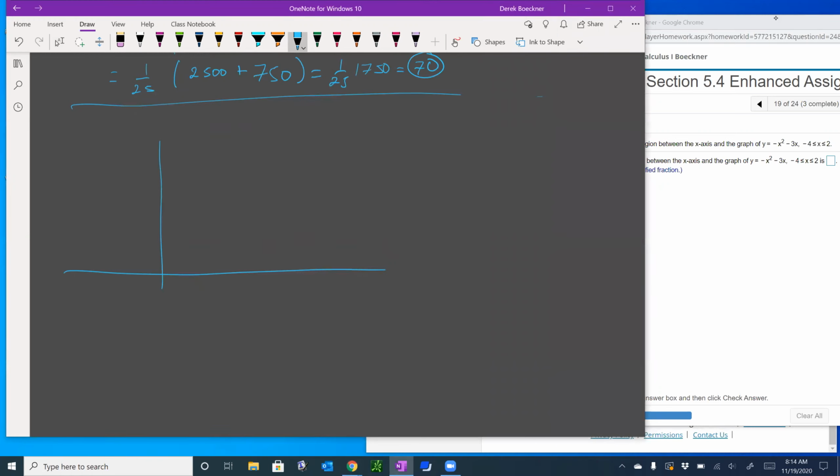I want the total area between the graph and the x-axis, and we've got this function minus x squared minus 3x equals f of x, and that's between -4 and 2.